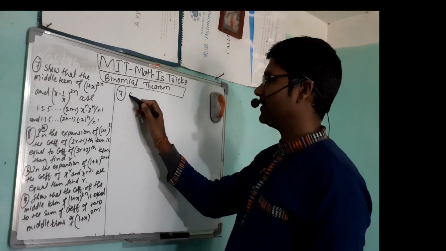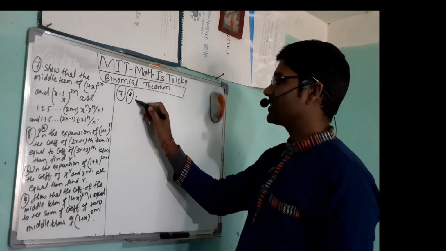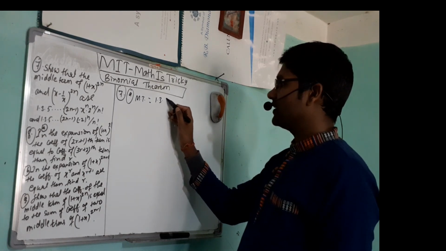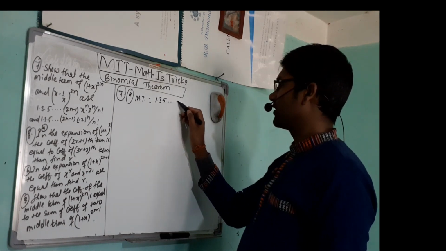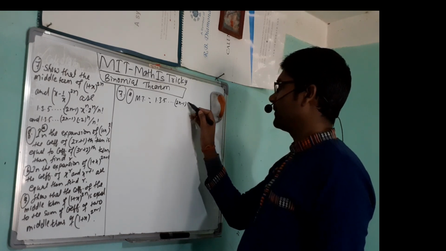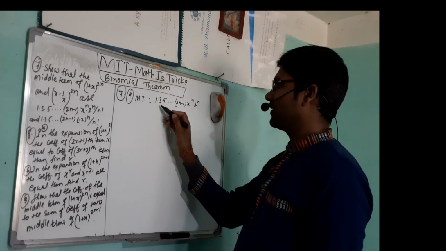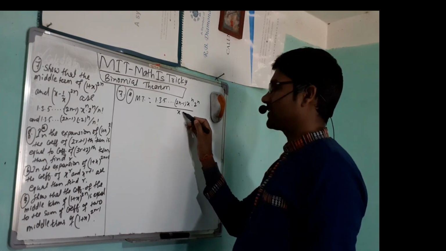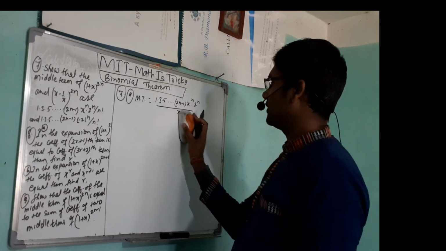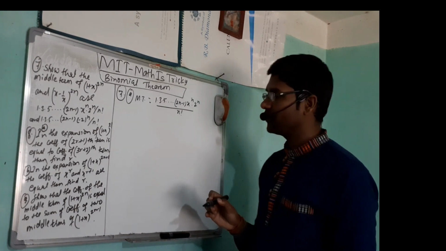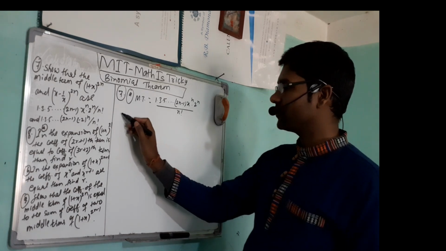Okay, so first we have to show the middle term. In short, I'm writing here, middle term equals 1 into 3 into 5 into ... (2n - 1) x^n, and then 2^n, and the whole divided by n factorial. This is what we are going to prove, the middle term. So the solution will be here.